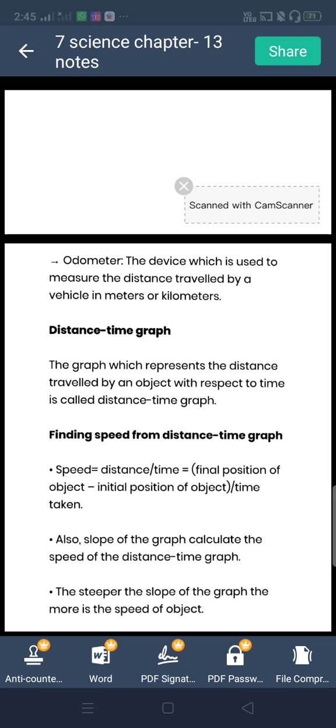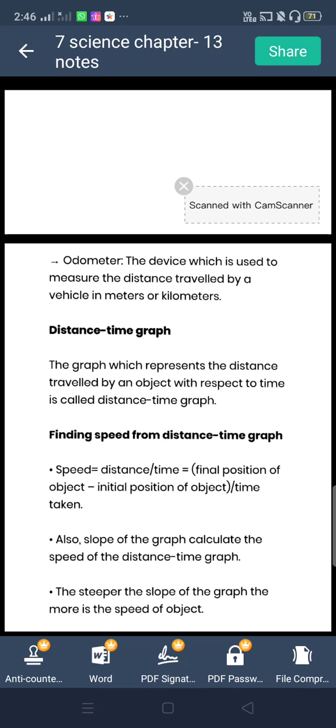When we are representing distance and time with the help of a graph, then it is said to be a distance time graph. Finding speed from distance time graph. Now how we can find the speed with the help of distance time graph? Speed is equal to distance upon time. And how can the distance be taken out? See, final position of object minus initial position of object. Final position means where the object stops, and initial position means from where the object starts.